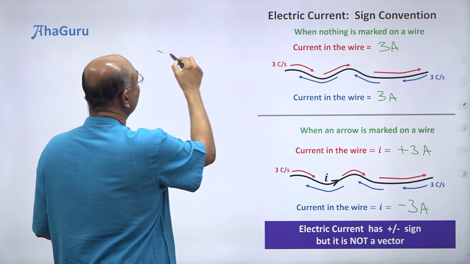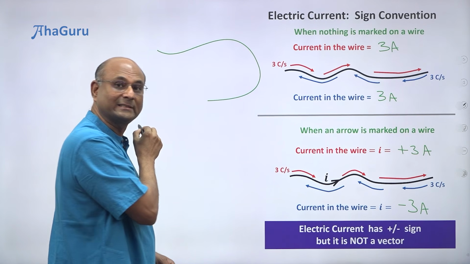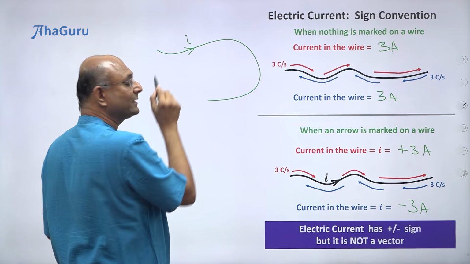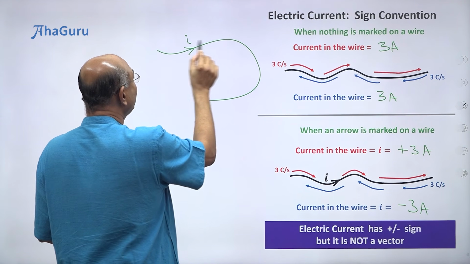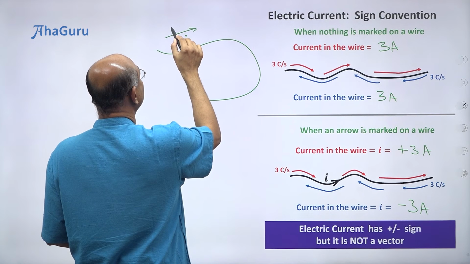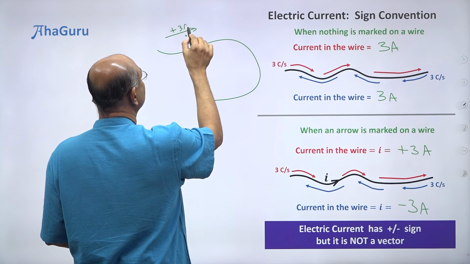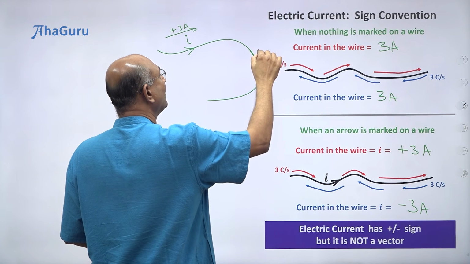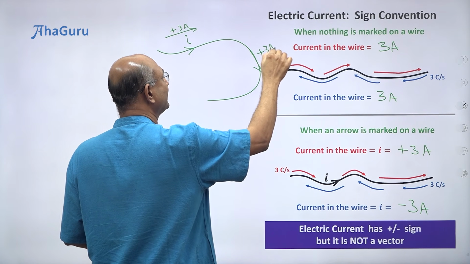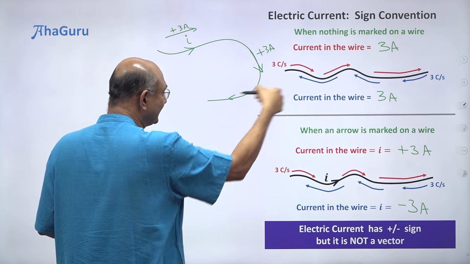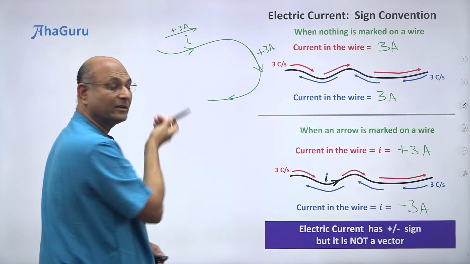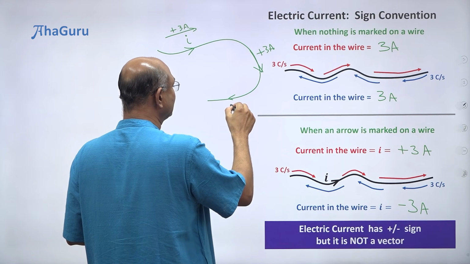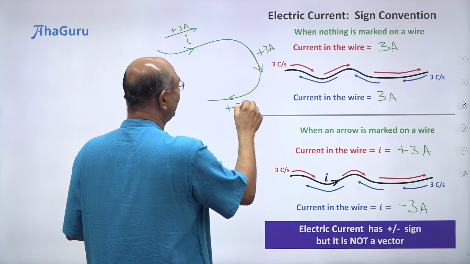So here, suppose I draw a wire like this and I mark this as the positive direction. Here when the current is flowing like this, it will be considered plus 3 amperes. When the current is flowing like this in this direction, also it is plus 3 amperes. When it is flowing like this, now this direction and this direction are opposite directions if you think in vector terms. But as far as current is concerned, this is still plus 3 amperes.